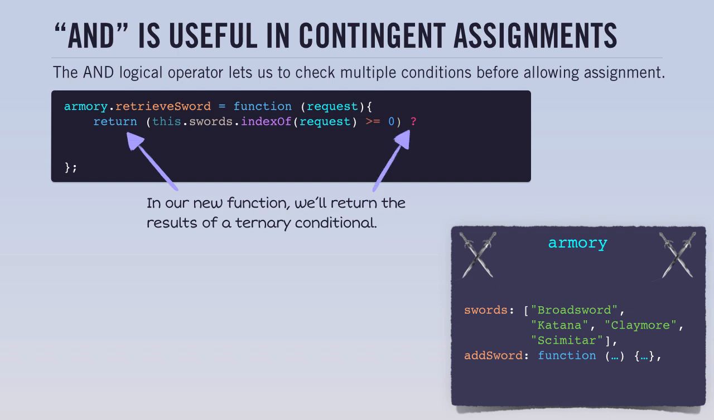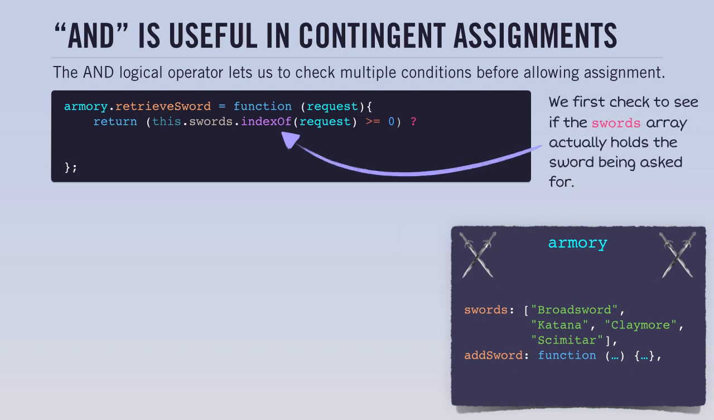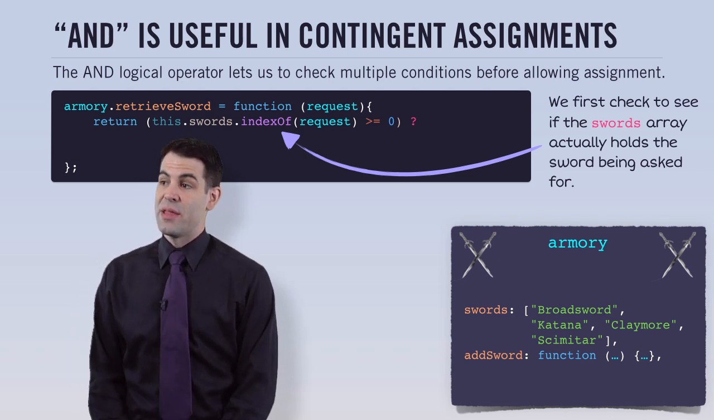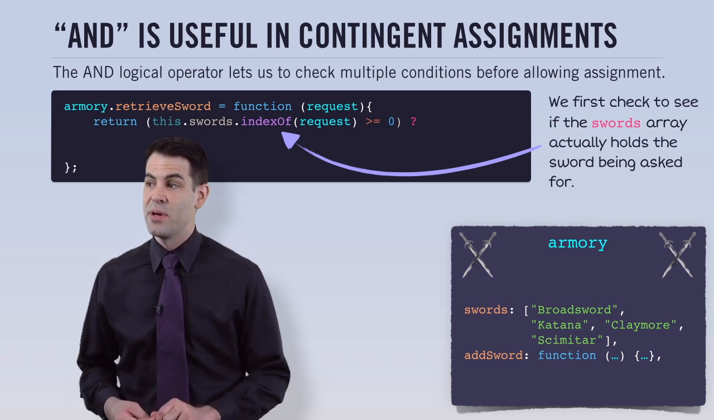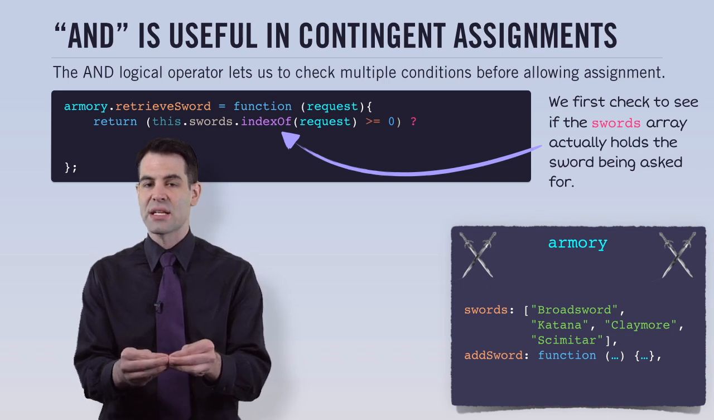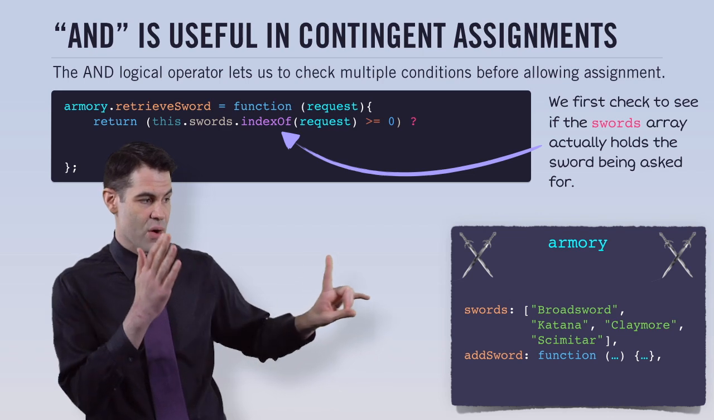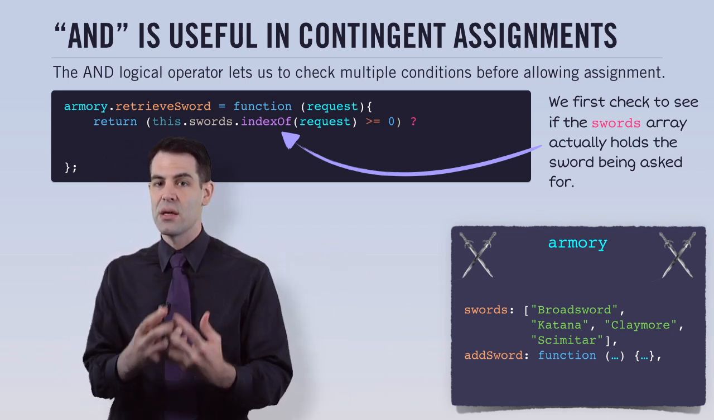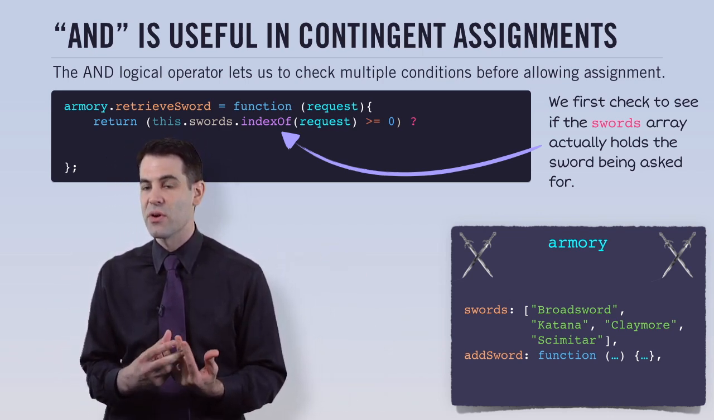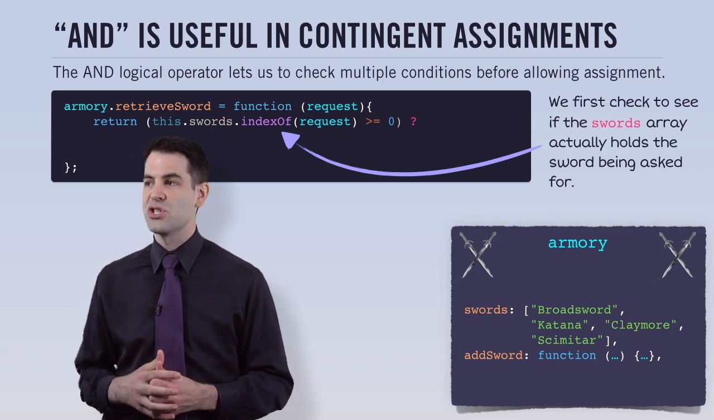Now let's check out how we're generating the condition for this ternary conditional. What we're doing here is actually checking to see first whether the swords array actually holds the sword that we want. So how do we do that? We use the indexOf method, which is a method of the array prototype that will examine an entire array and return the very first found index for any matching value. And if it doesn't find anything throughout the entire array, it will return a -1, which may now be very clear to you why we use a greater than or equal to 0 inside of our check.